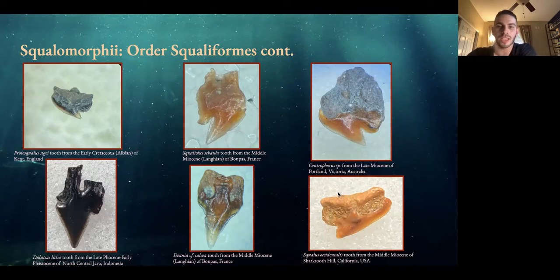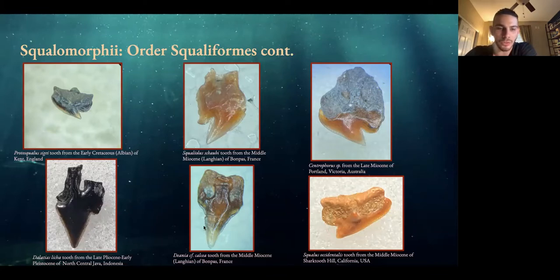Some of the more unique squaliform teeth include those of Squaliolus. This is Squaliolus schaubi, which is an extinct pygmy shark. So these are tiny teeth. These are around a millimeter or so in length. Most of these and related taxa have lower teeth that are very labiolingually compressed, so they're very flat.